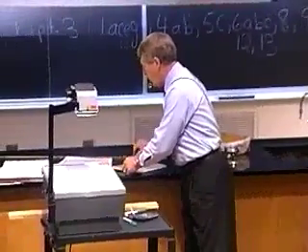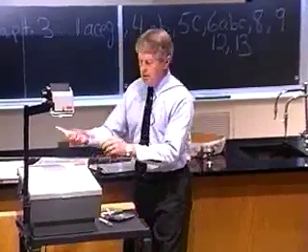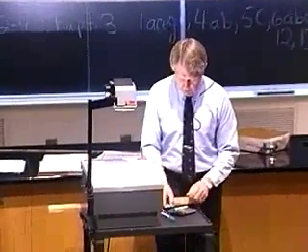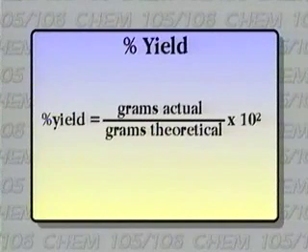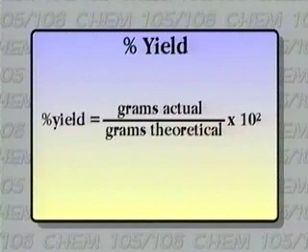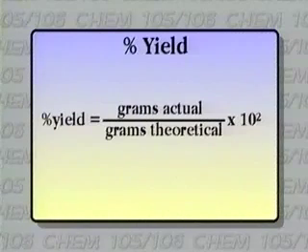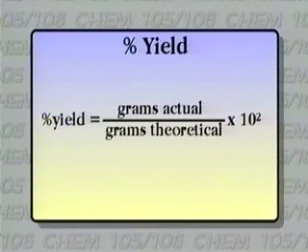And so what we're going to look at in the next part of stoichiometry is what we refer to as percent yield. In other words, how much of our product do we really get in the chemical reaction? Percent yield is defined as the grams that we actually get divided by the grams theoretical, multiplied times 10 to the second to put it into percent.